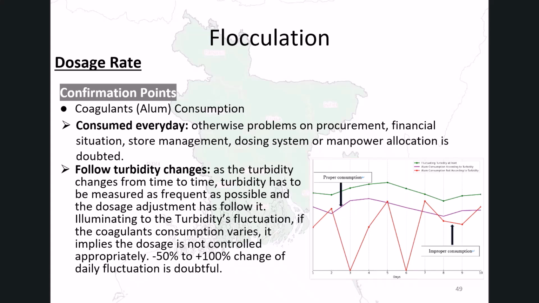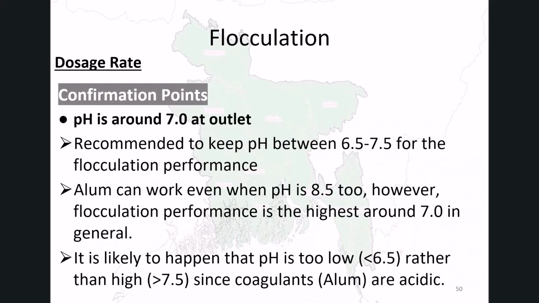A -50% to +100% change of daily fluctuation is doubtful. Another confirmation point for the dosage rate is pH. The recommended pH range is 6.5 to 7.5. Flocculation efficiency is often highest around 7.0.